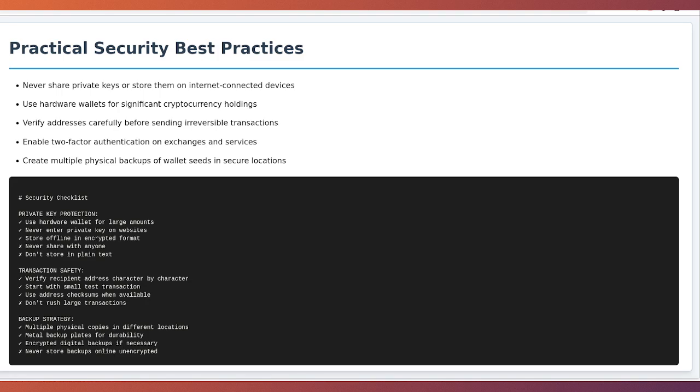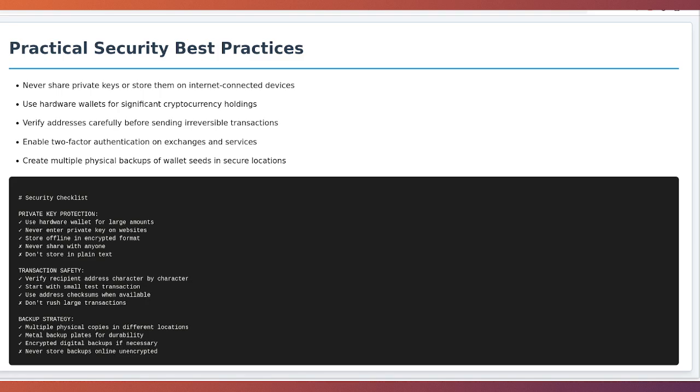Use address checksums when available. These are built-in error detection codes that help catch typos. For exchanges and services, enable two-factor authentication and use unique, strong passwords. Be aware of phishing attacks where scammers try to trick you into revealing private keys or sending funds to malicious addresses. When backing up wallet seeds or private keys, use multiple physical backups in secure locations.